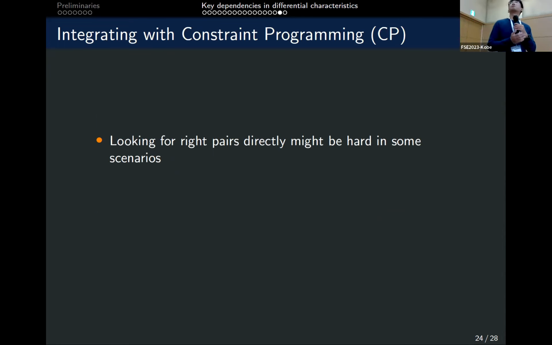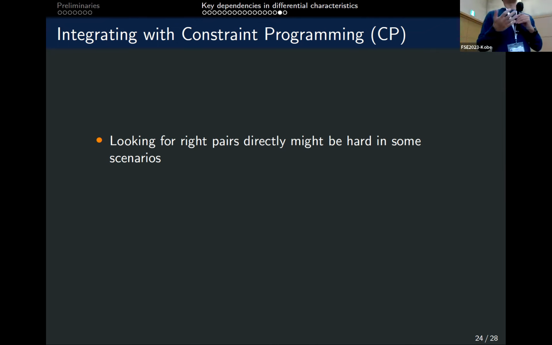So lastly, what we want to do is to integrate with automated methods and everything. Previously, most of the searches that overcome this kind of issue focus on finding a right pair directly to ensure that the characteristic actually works.